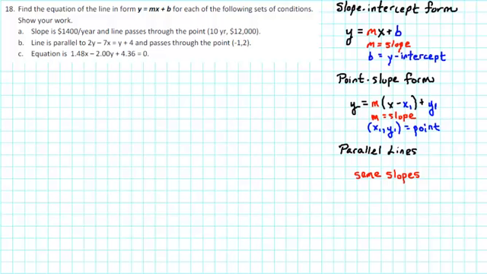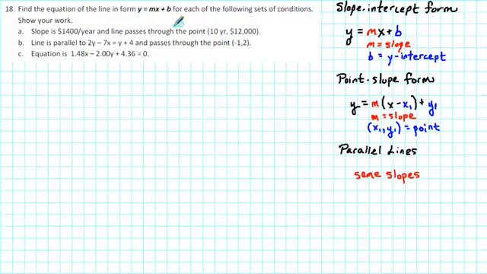Find the equation of the line in the form y equals mx plus b for each of the following sets of conditions. In part A, the conditions are that the slope is $1,400 per year and the line passes through the point 10 years, $12,000.